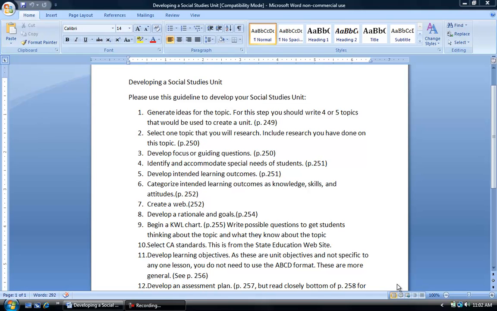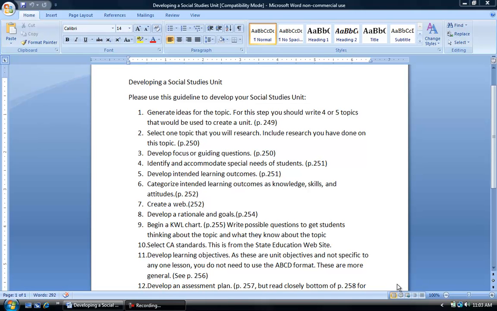Learning outcomes are not activities that the students do during the unit. They're just what you are thinking about, what you want the students to learn. And then you're going to categorize your learning outcomes as either knowledge, skills, or attitudes. And if you look on page 252, you're going to find more information about how to do that. That's pretty simple, but it does take some thinking in regards to categorizing what learning outcomes you already have planned.